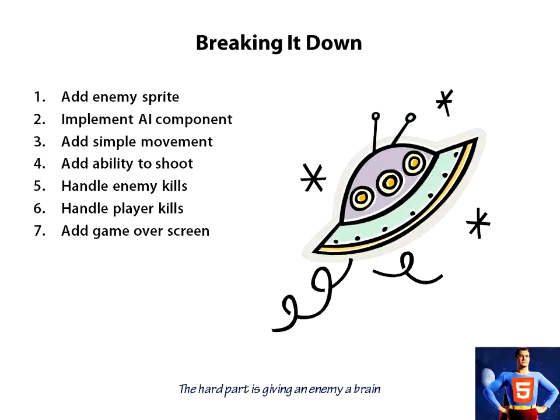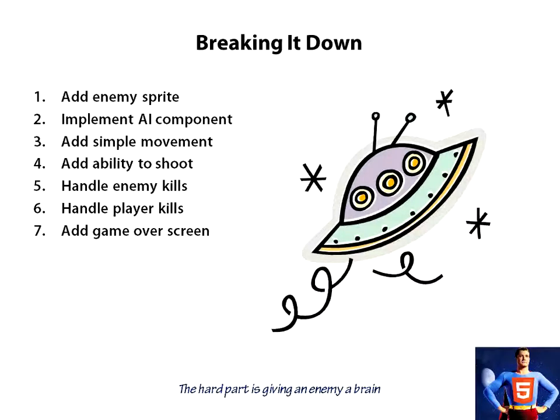Then we're going to be adding some simple movement. So we'll have our AI component, but we need to add some logic to make the enemy move. So we're just going to implement a way of getting that enemy to move to the left and to the right and to make that somewhat random. As we'll talk about in a little bit, randomness is a really important component of artificial intelligence, at least in games. Then after that, we'll add the ability to shoot.